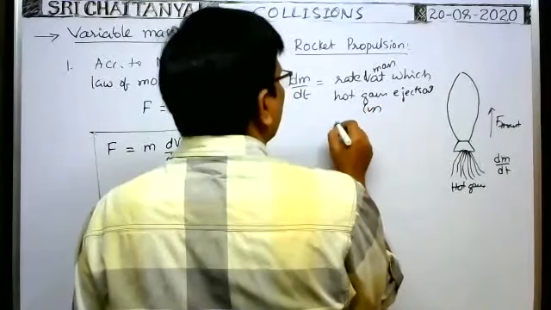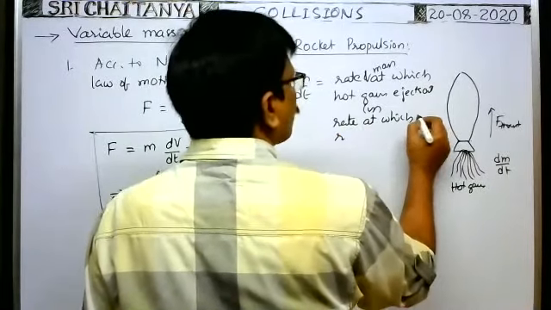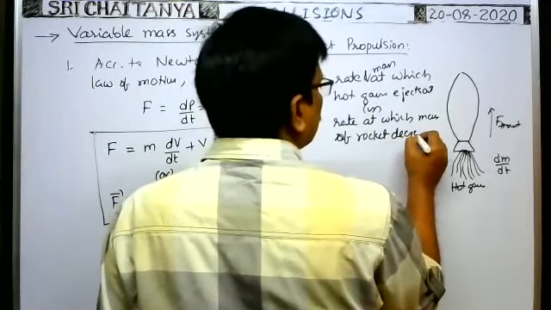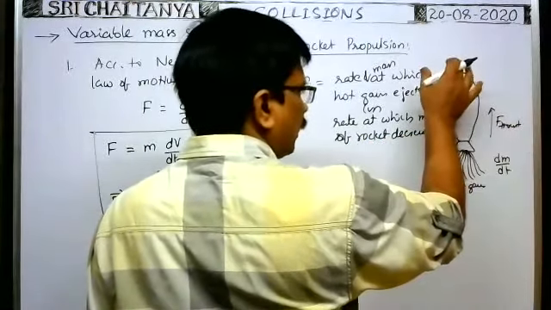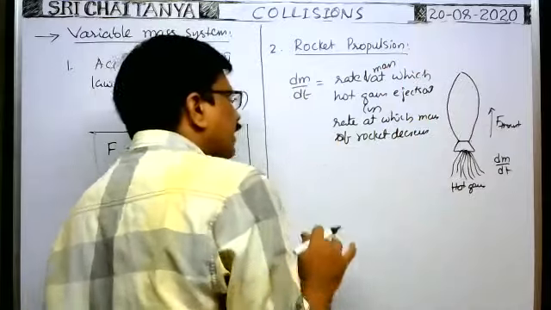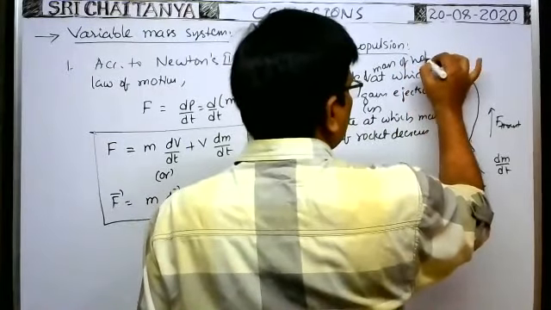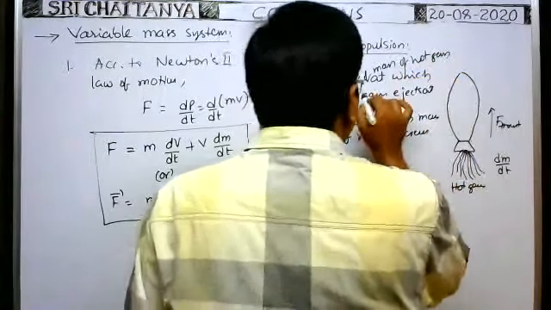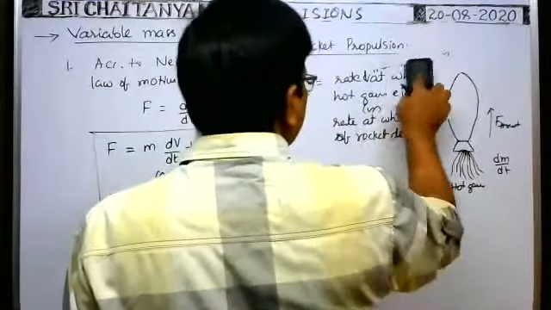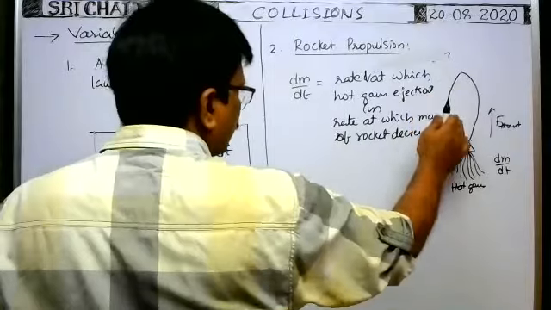Or the rate at which mass of the rocket decreases. At this rate, whenever the mass of the hot gases comes out, at the same rate the mass of the rocket decreases. That's why dm by dt is the rate of mass of hot gases. Here I already wrote it: the rate at which hot gases eject out. So that is the rate of mass of hot gases ejecting out.